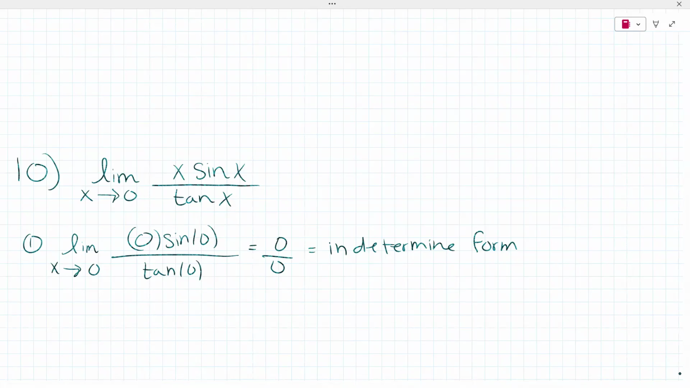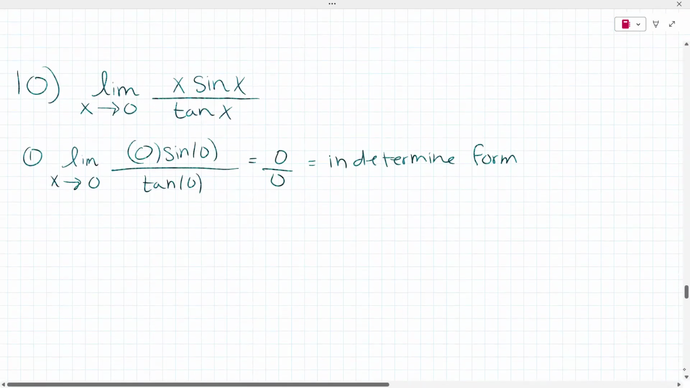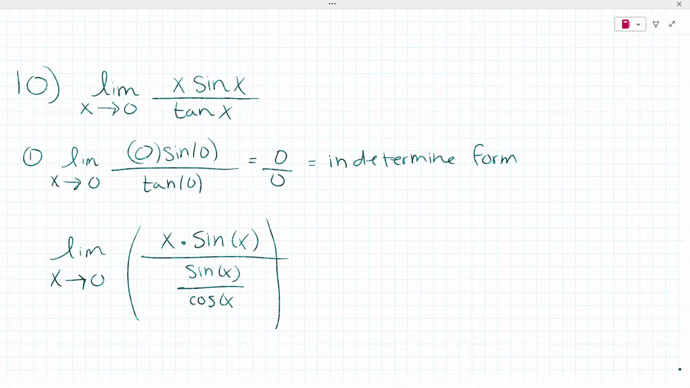Okay, that's not good. So what could we do? You can try L'Hopital's rule, or we can try just simplifying this stuff. The only thing I could see simplifying is the tan of x. So we can rewrite this as the limit as x approaches 0 of x times sine of x, which really can't change much, but tan of x is the same thing as sine of x over cosine of x, right? Now you have a complex fraction, so let's simplify just this part right here. We'll just leave x alone right now.